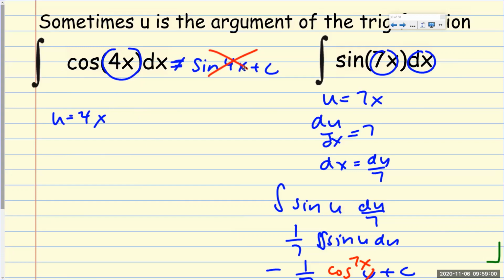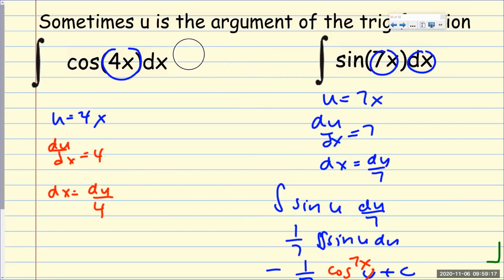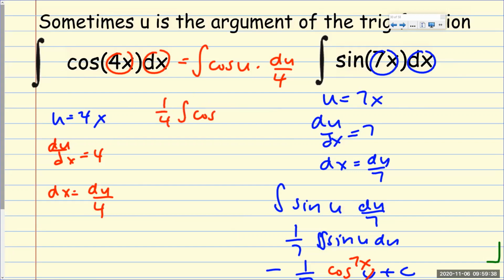It would be if this were x, you would just carry the x. But if this was 4x, then your derivative is actually 4, and your dx is actually du over 4. And then you have to do u substitution. If you do u substitution, you have to substitute two things. You substitute your u and you substitute your dx. So this becomes the integral of cosine u times du over 4. Do you see what my scalar is that I can pull out? Do you see that it's a 1/4? So I'm going to pull out the 1/4 scalar. So what I get is 1/4 times the integral of cosine u du.